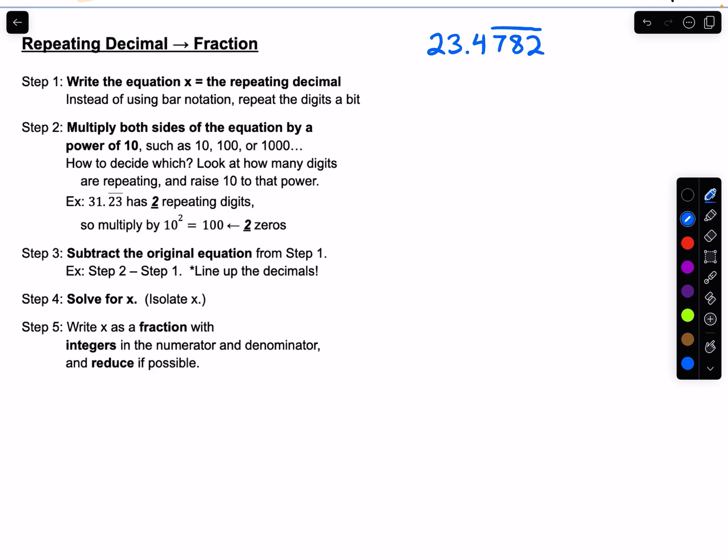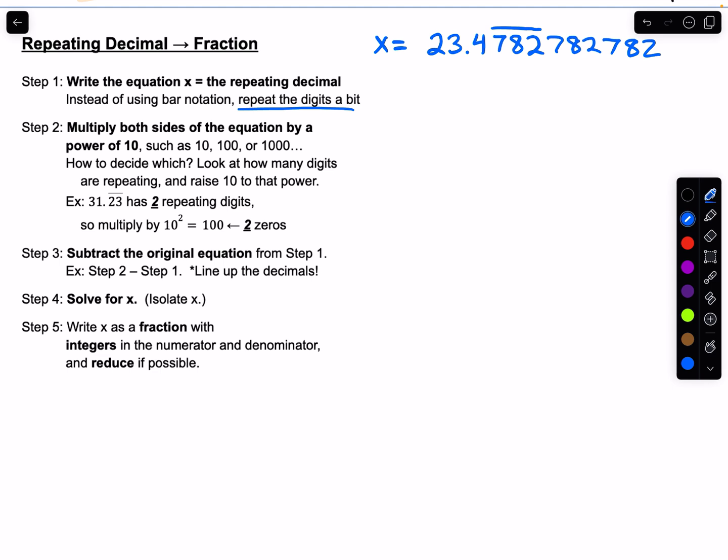So step one says we write the equation x equals the repeating decimal. So here we go. X equals, and in fact, I've already got it written up there, so I'm just going to write an x equals in front. But it says to repeat the digits a bit instead of using bar notation. So I'm just going to ignore that bar, and I'm just going to repeat those three numbers for a bit.